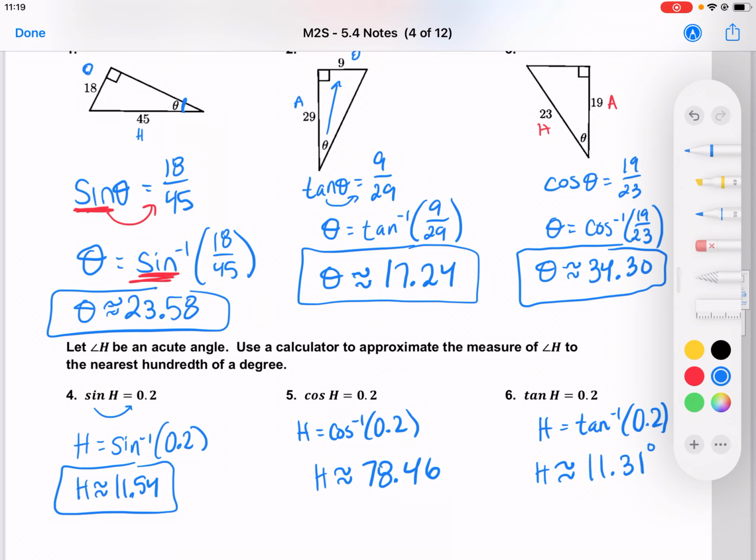And all of these I should have put degrees on every single one of these answers. Those are all degrees because we're finding angles. There you go.